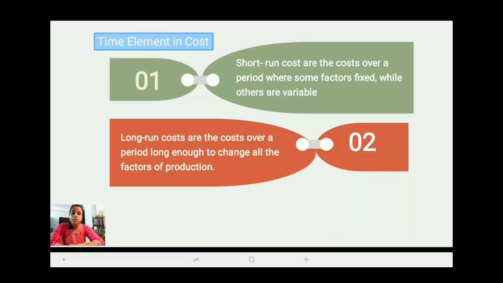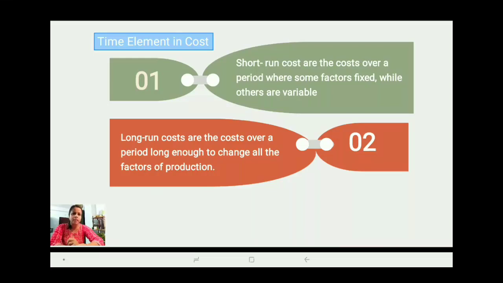So what is short run? As we all know, short run is a time period where some factors are fixed and some are variable. So accordingly, what is short run cost? Short run cost is over a period where some factors are fixed while others are variable. So short run costs are basically the costs incurred for the variable factor, while the fixed factor is fixed. So short term costs are the costs over a period where some factors are fixed while some are variable.